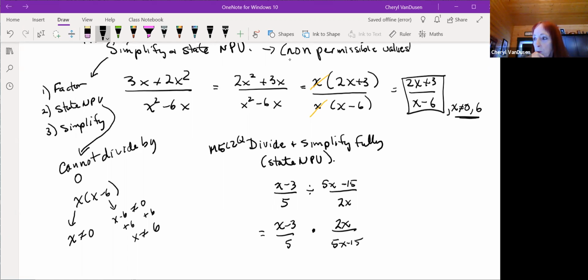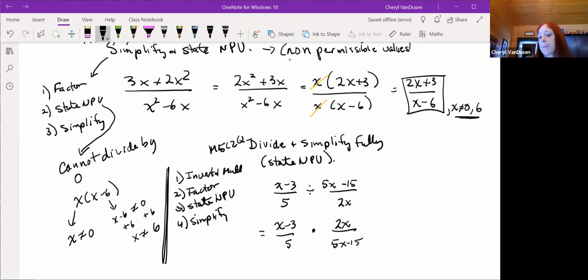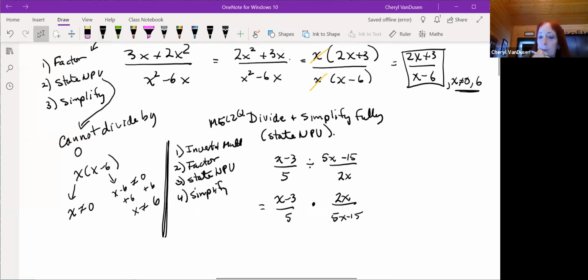Now we're going to find non-permissible values. Oh, actually, now we're going to factor. So here, if we want the steps: step 1 for division, invert and multiply. And then the steps for simplification are exactly the same. We're going to factor, we're going to state non-permissible values, and then we're going to simplify. Okay, so factoring, the only thing I can see to factor is the 5x minus the 15.